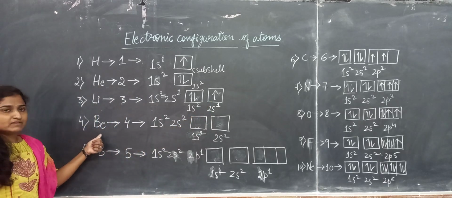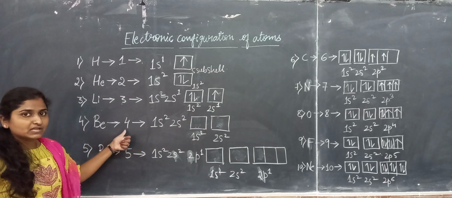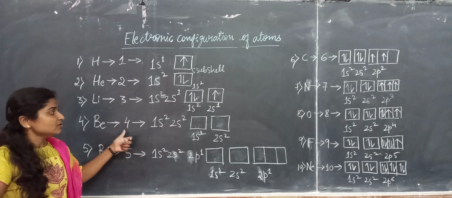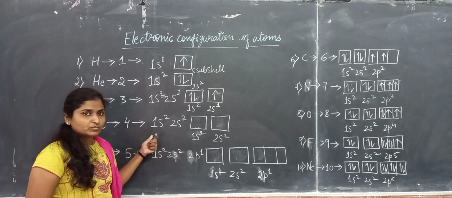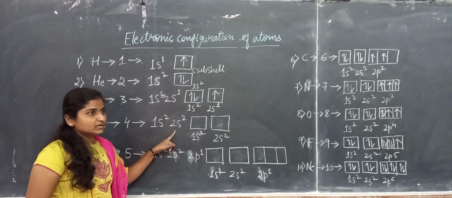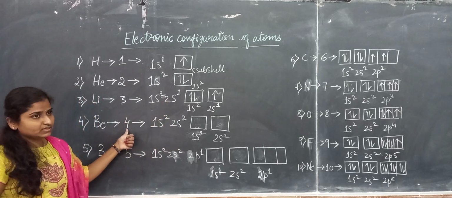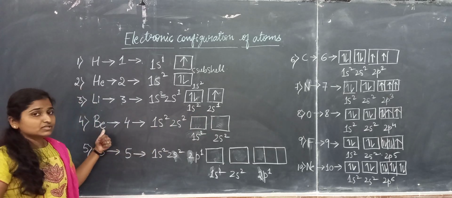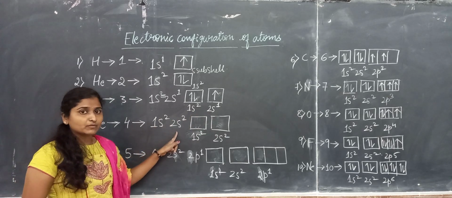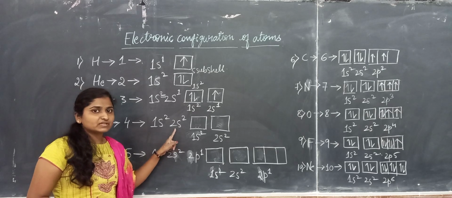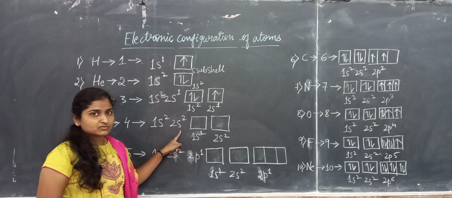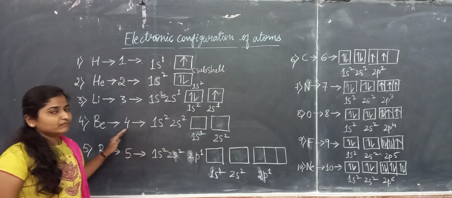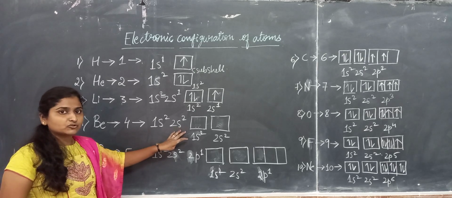Next example we have is beryllium. Here the atomic number for beryllium is 4. So there are totally 4 electrons in the beryllium atom. So the electronic configuration for this would be 1s2, 2s2. Here the third electron is entering into the 2s orbital. In the similar way, the fourth electron in beryllium enters into the 2s atomic orbital. Why? Because the capacity for the s orbital to accommodate electrons is 2. It can accommodate only 2 electrons. So the fourth electron also enters into the 2s atomic orbital.